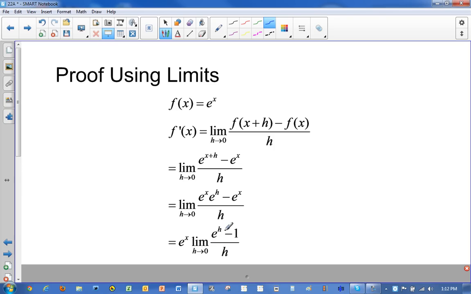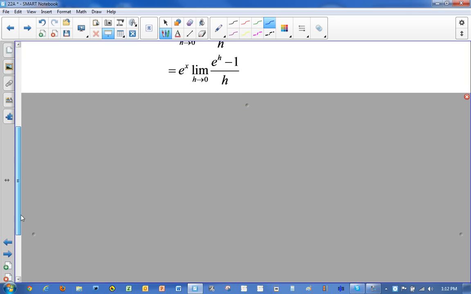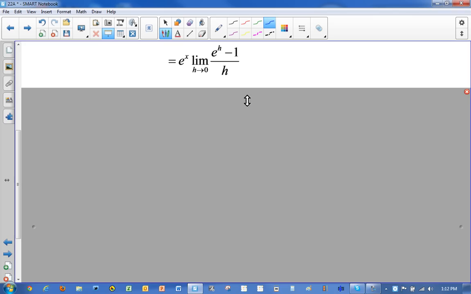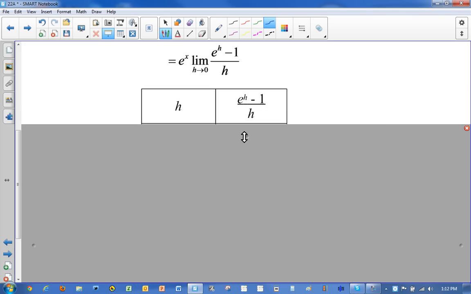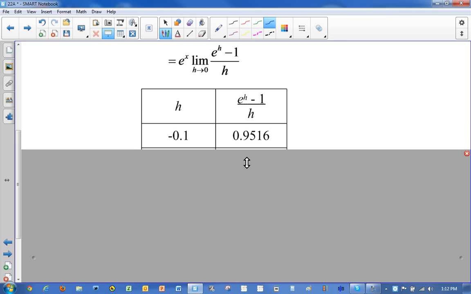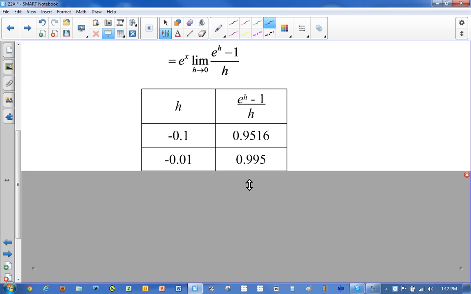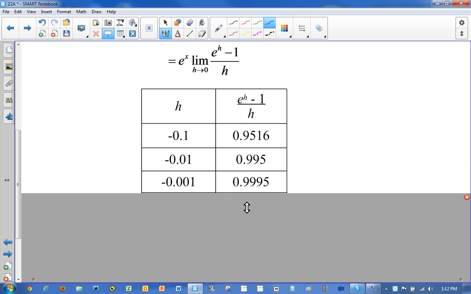I still can't plug in 0 for h and get anything other than 0 over 0, and I can't do anything algebraically to make it look any nicer. So what I'm going to do is look at a table of values. I'm going to try a bunch of h's that get close to 0 and see what happens to e to the h minus 1 all over h. When I try negative 0.1, I get 0.9516. When I try negative 0.01, I get 0.995. When I try negative 0.001, I get 0.9995.